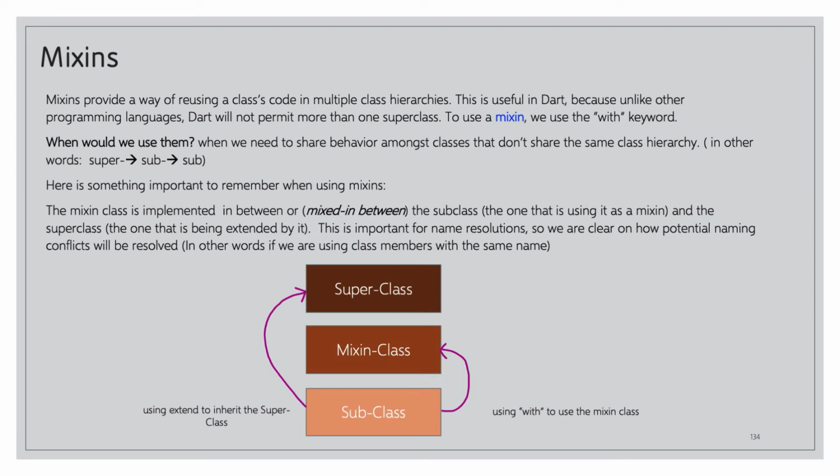So I have a little depiction for you here. On the top is the superclass, in the middle is the mixin class, and on the bottom is the subclass. So we use extends, as we've learned, to inherit from the superclass. So the sub uses extends to the superclass. Now super becomes a superclass of our sub. We use with to make use of the functionality in our mixin class.